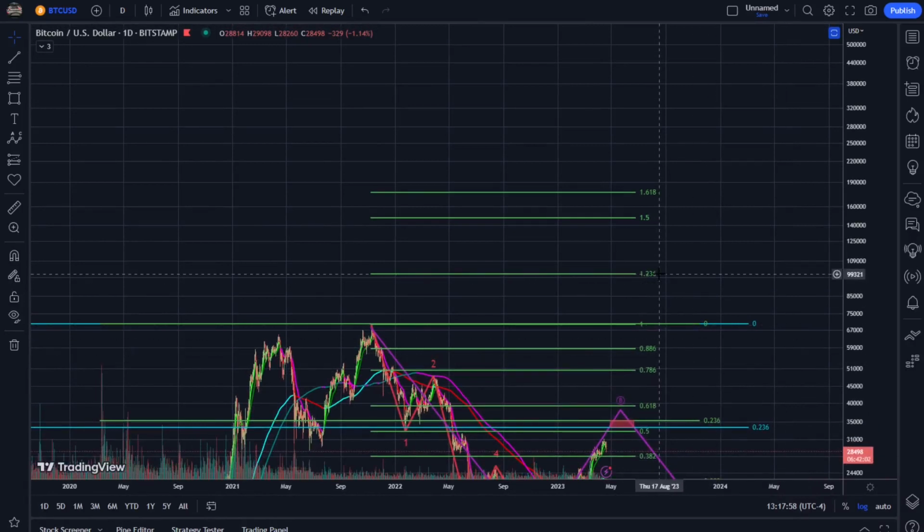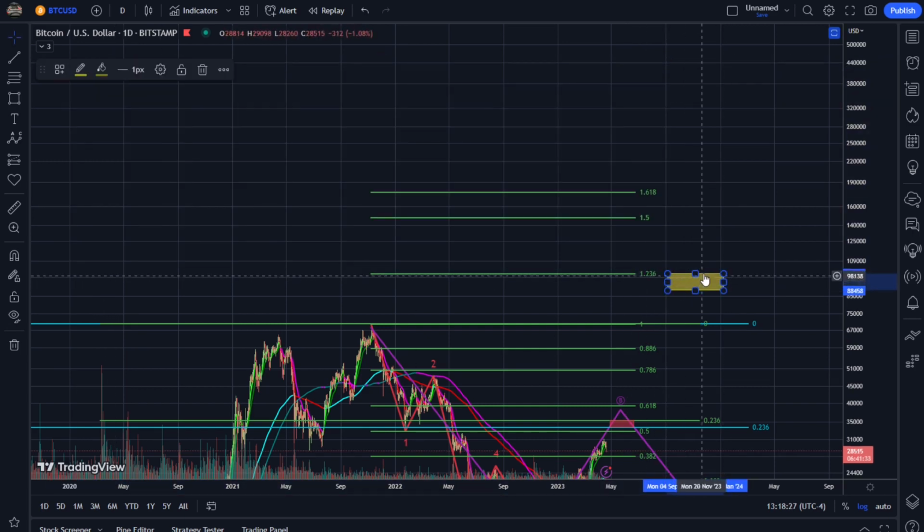So my initial target to the upside is going to be the 1.236, and that is at 99,321. So if we get up here to that level, are we just going to end up going to 100,000? Yes, probably. I mean, if we're that close to 100,000, you might as well just assume we're going to go there. Of course, some people might sell a little bit early, etc. But that is my next macro target to the upside, is 100K for a new all-time high.